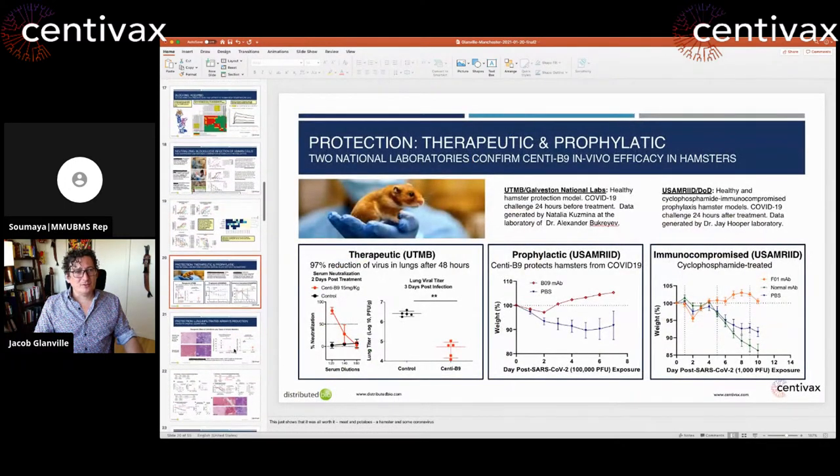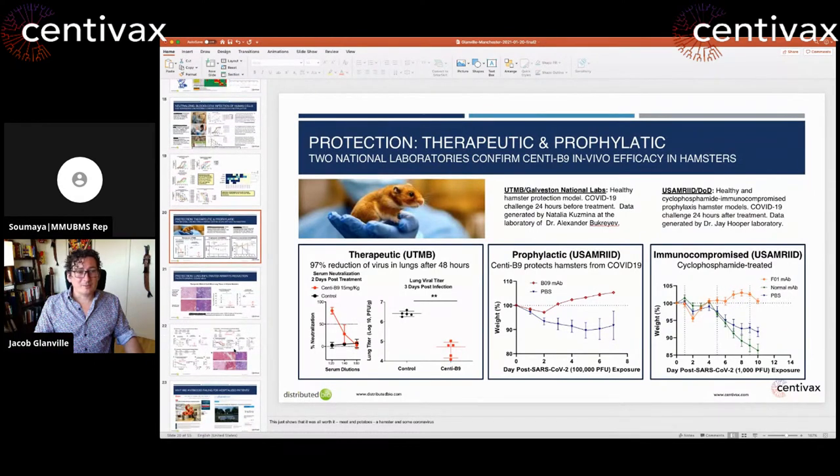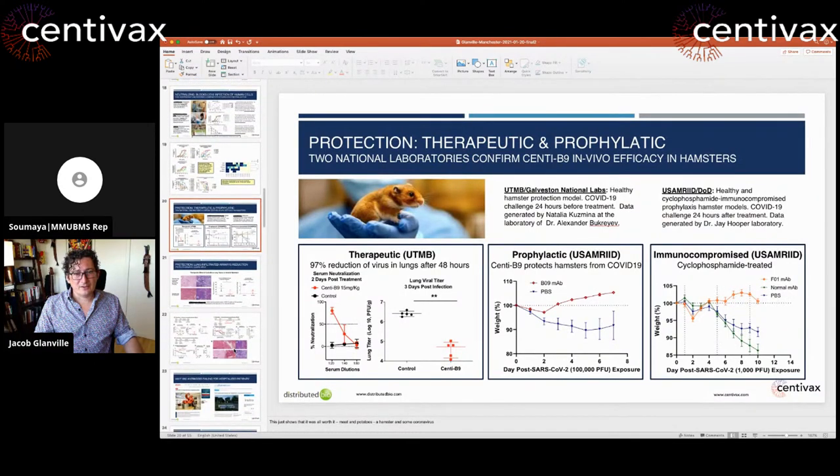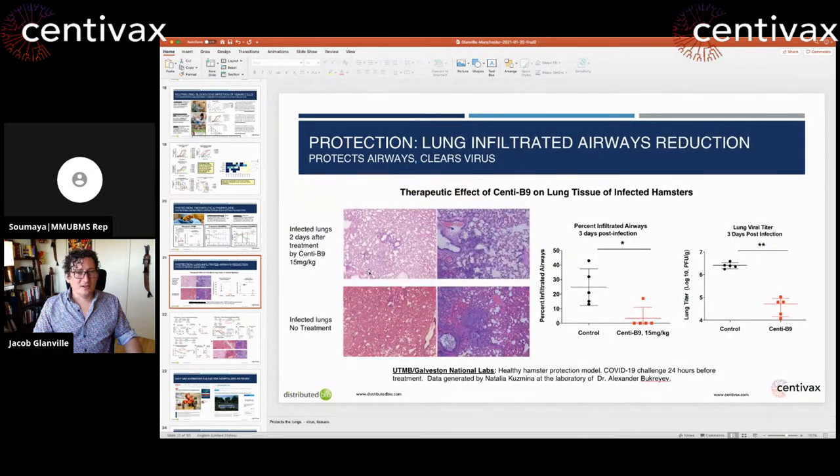Those antibodies then went to two national labs where we use hamsters as an infection model to show that the virus could be effectively inhibited in both a therapeutic as well as a prophylactic setting. And in both cases, it provided extremely potent protection, 97% reduction in virus in the lungs within 2 days. And on this next slide, it showed a significant reduction in lung pathology even after 2 days of treatment. The animals who received it prophylactically didn't show symptoms in the first place. So it basically entirely protected against the onset of symptoms upon viral challenge.